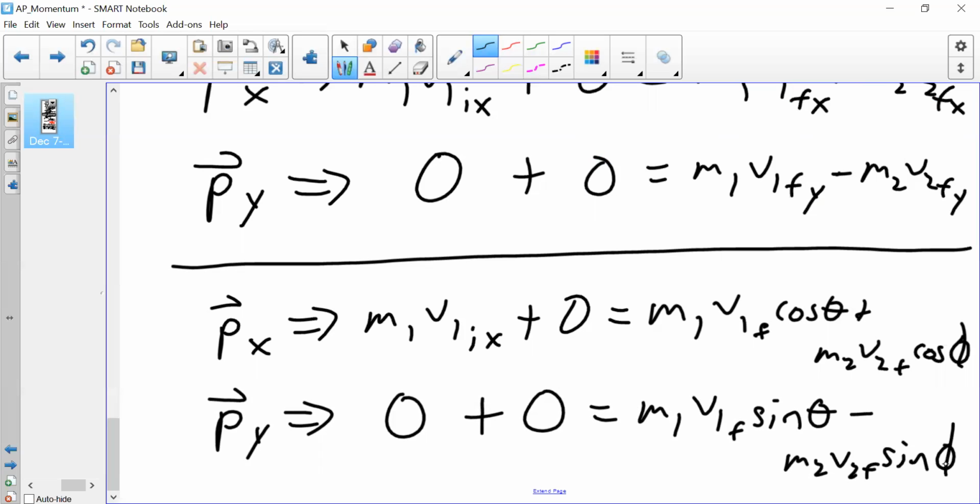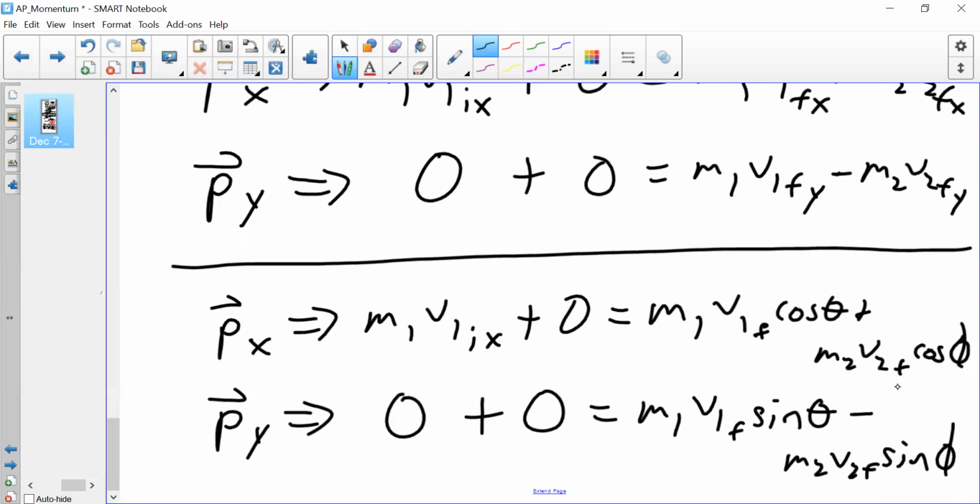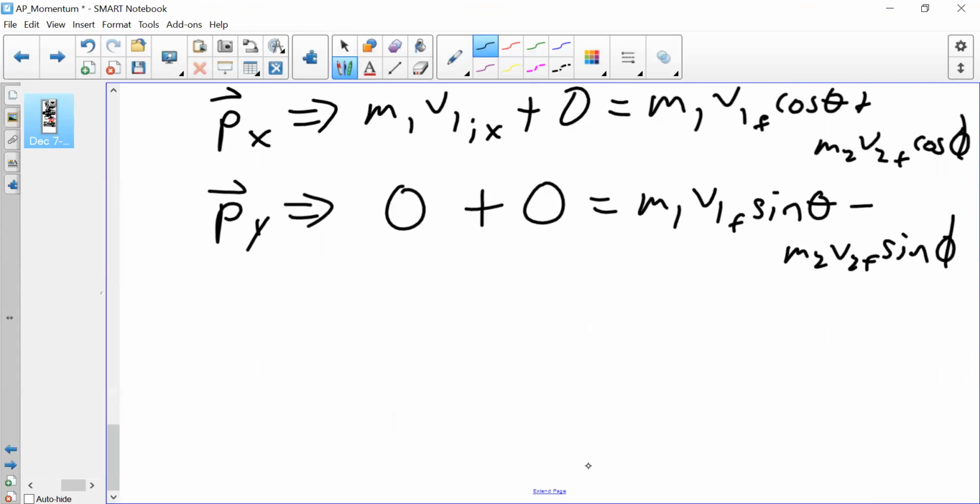So that's just the translation from v1fx, v1f cosine theta, v2fx, v2f cosine phi, and so on, in terms of the angles, breaking the components into their angles. And this one in the beginning is straight, so there's no cosine of anything.